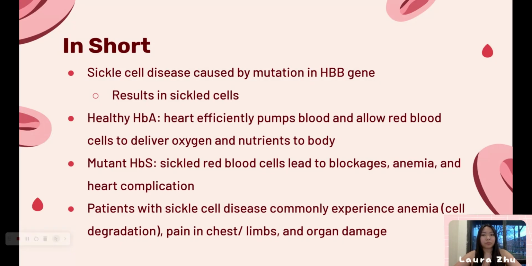So in short, sickle cell disease is a mutation in a gene that causes sickle cell disease. The sickle hemoglobin is called hemoglobin S, and that will just lead to blockages, anemia, and heart and organ complications.